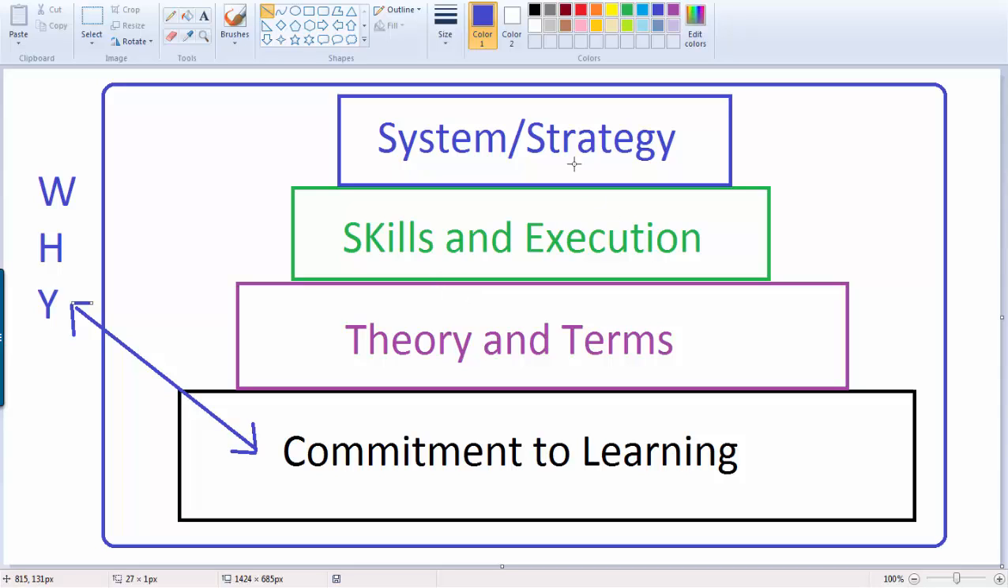You may not even have the right experience to be qualified to measure whether they're good systems or strategies. See, and that's why you have to go through the entire thing. Right now, if you're a brand new trader, your commitment to learning needs to be the strongest. Then you need to work on theory and terms. Then you need to work on skills and execution. Systems and strategy. Could you just plug in and use a mentor system? Sure. Could you just plug in and get the strategy rules?